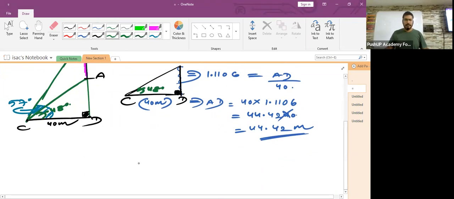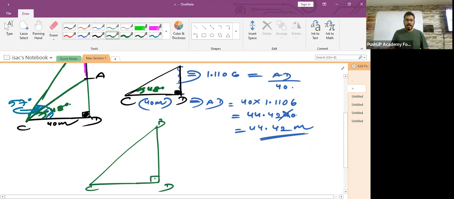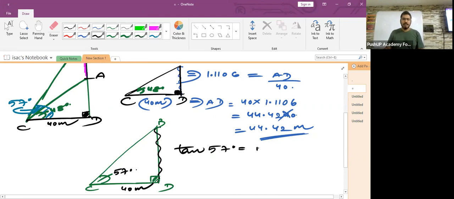The second big triangle, which is BDC, where angle D is 90. How much is the whole angle C? 57 degrees, very good. And CD is what? 40 meters, okay. Again, can we find what is BD? Tan function, all right. So tan with reference to angle of elevation 57 is equal to opposite BD upon adjacent CD. How much is tan 57?